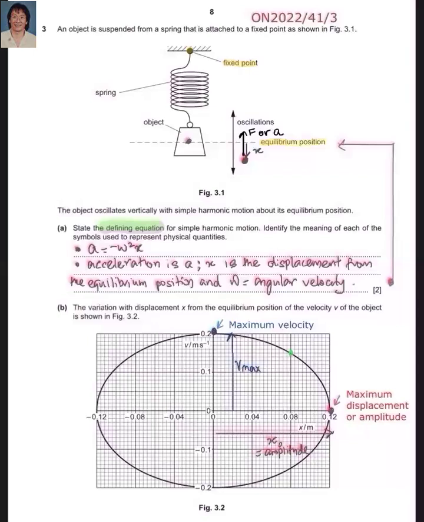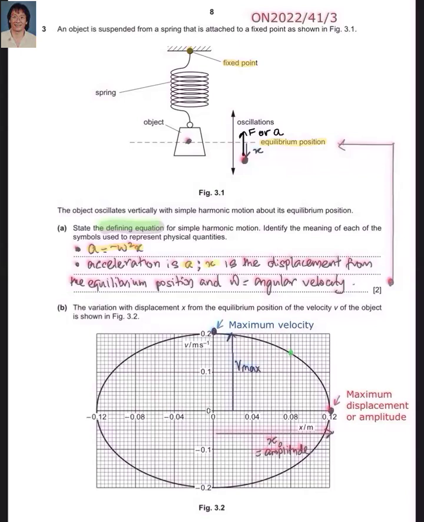State the defining equation for simple harmonic motion, identifying the meaning of each of the symbols used to represent a physical quantity. The defining equation for simple harmonic motion is a equals minus omega squared x, where a is the acceleration, x is the displacement from the equilibrium position, and omega is the angular velocity.